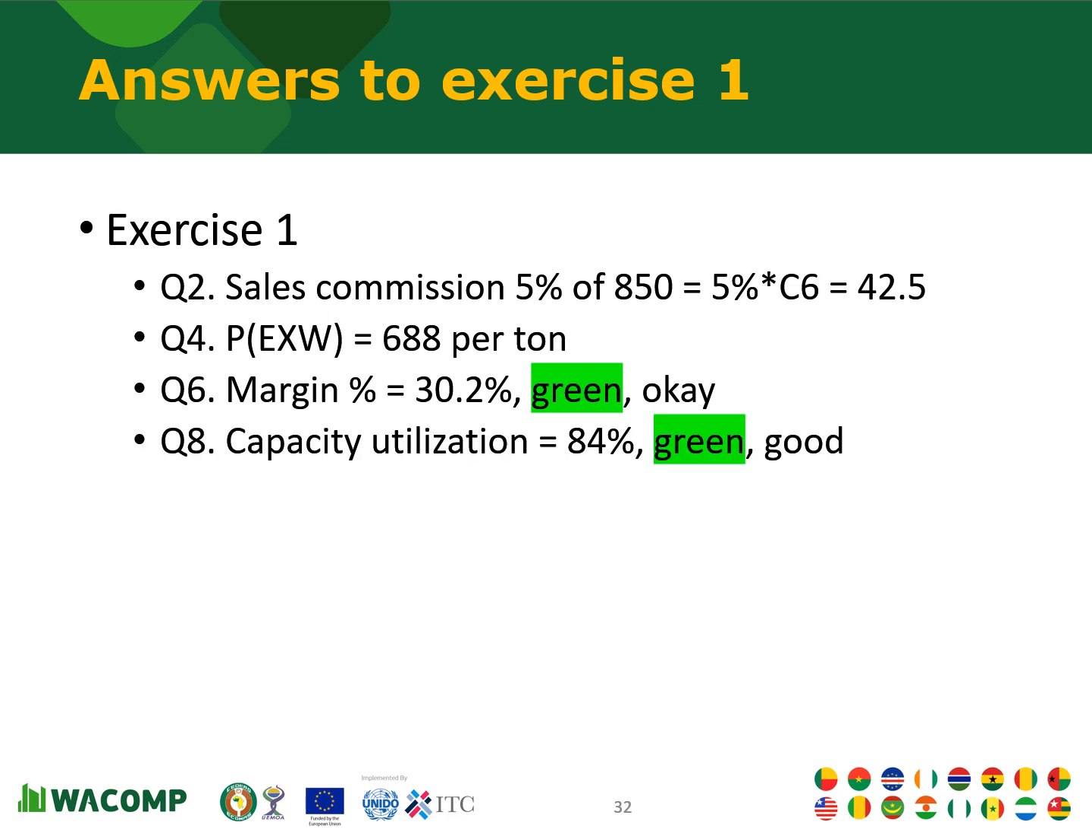Number 8. What is capacity utilization? Well, read cell F41. The capacity utilization is 84%. It's green, so it's okay. Q9. What is the contribution? You read cell F32. Contribution equals 1,039,706 euro per year.